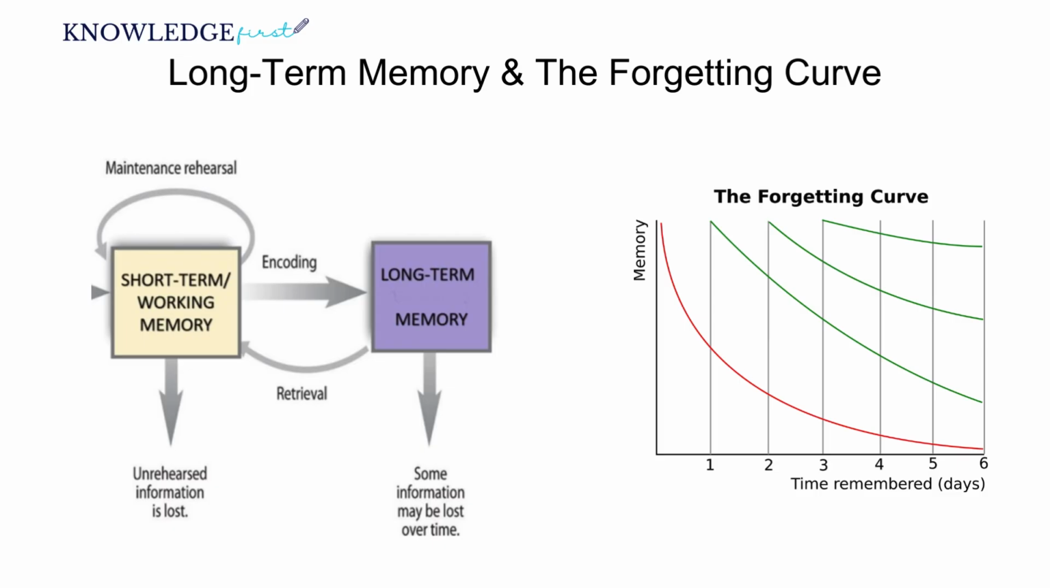Our long-term memory can be thought of as the brain's ability to store information for long periods of time, allowing us to recall past experiences, knowledge, and events long after they have occurred. Knowledge stored in long-term memory may also be quickly forgotten. This forgetting is represented by the image on the right, known as the forgetting curve.